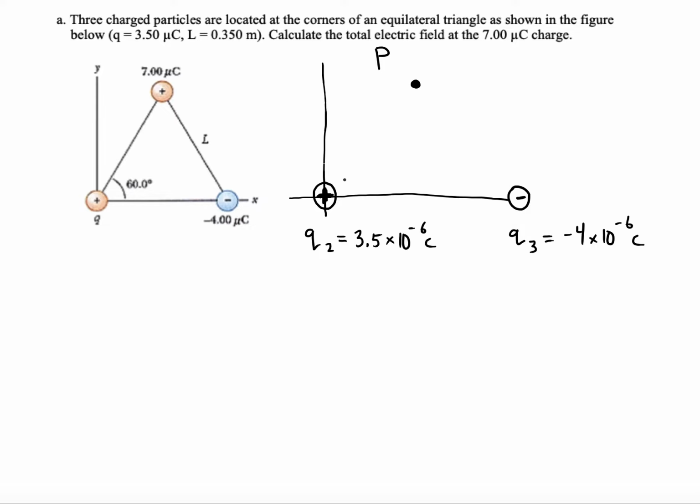And we're going to need to know the physical distances between the points and between the point and the charges. It's 0.35 meters.